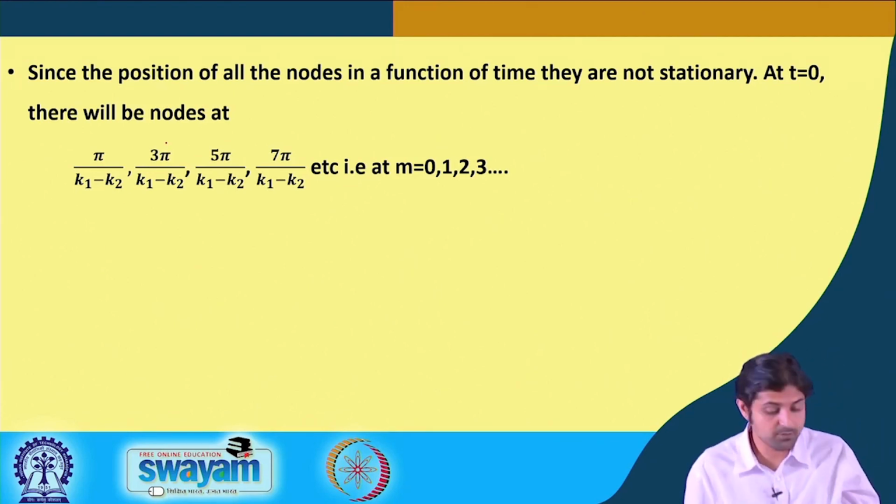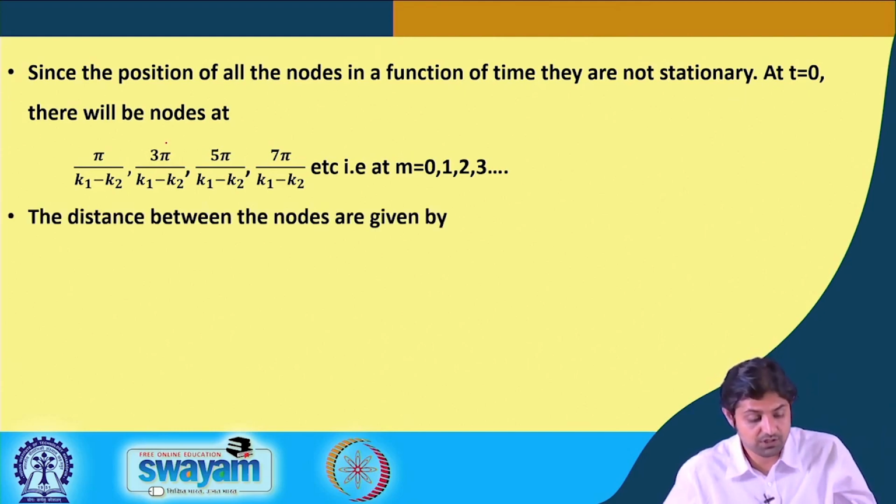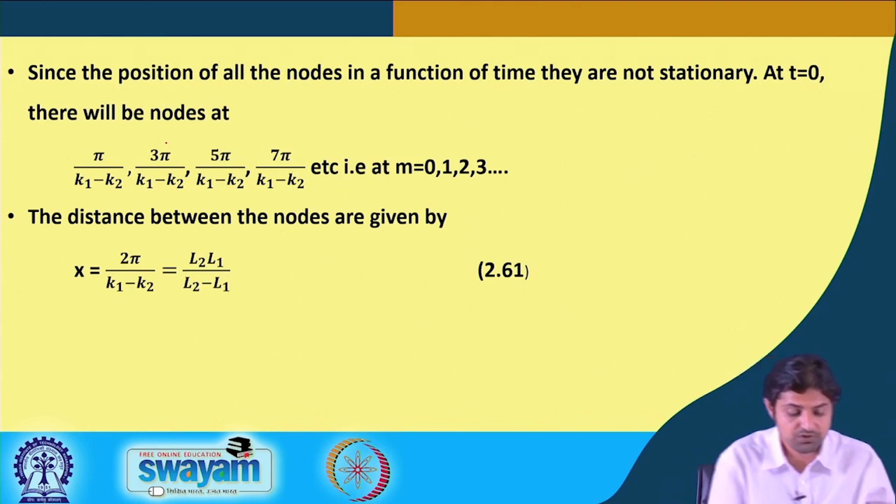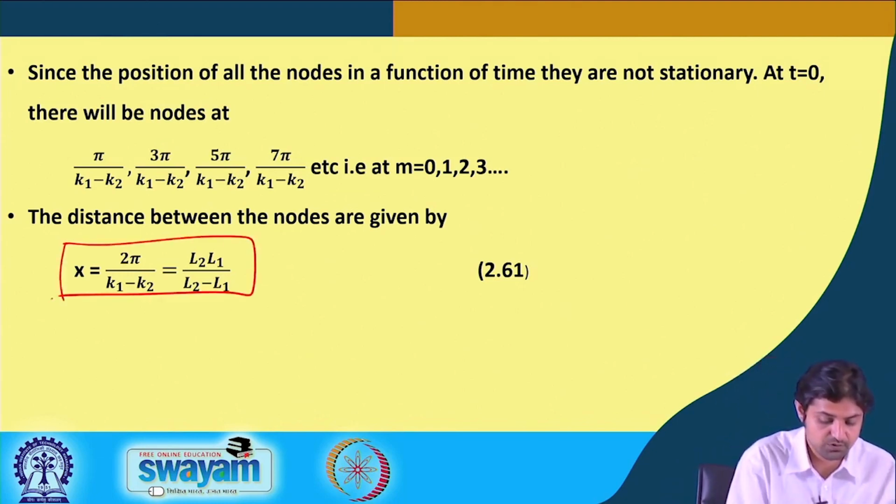Okay, if we start putting m is equal to 0, 1, 2, 3, the distance between the nodes is given by 2 pi divided by k1 minus k2, or L1 L2 divided by L2 minus L1. So, you can be asked to find the distance between the nodes, and this is an important result that you can remember.